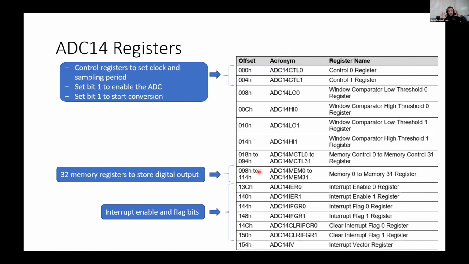Since we convert, we should have some kind of memory to store the output binary, the output digital. So when you receive an analog input signal, you convert it, and these converted samples need some memory. So you have here 32 memory registers, and you can use any of them for your conversion. I'm going to use MEM0 today, ADC14 MEM0, but you can use whatever you want.